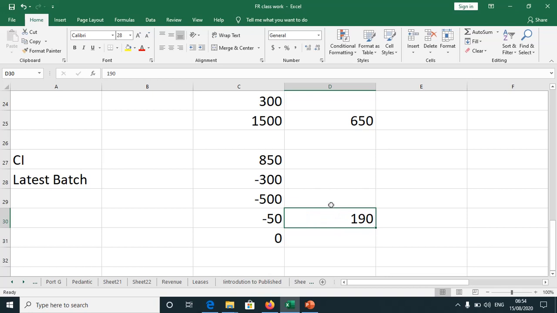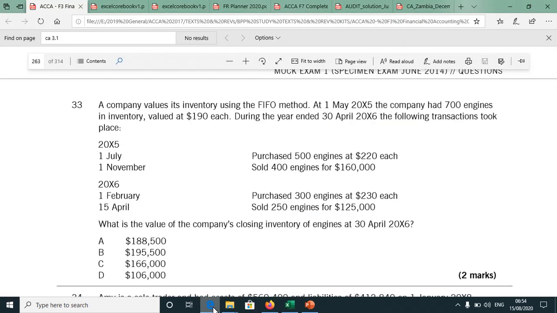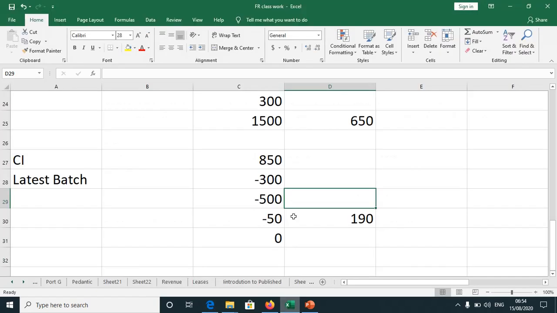What else do we have? The second latest batch was valued at 220. I hope you can see this figure. And the first latest batch is 230. Okay, I hope that you can see that. So let me just go and push those figures.